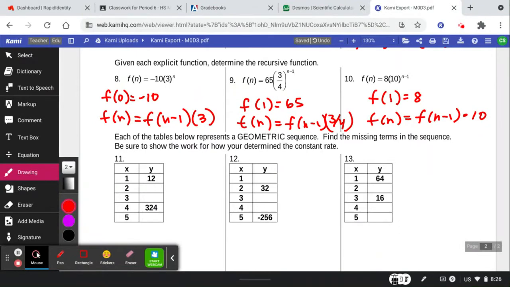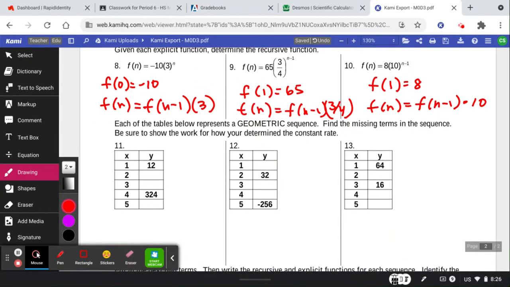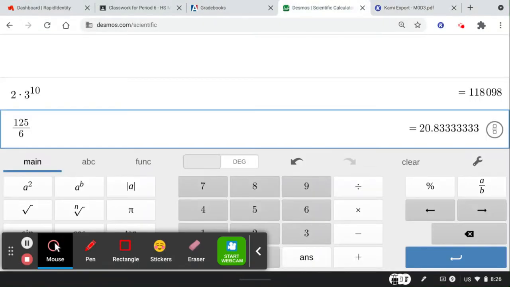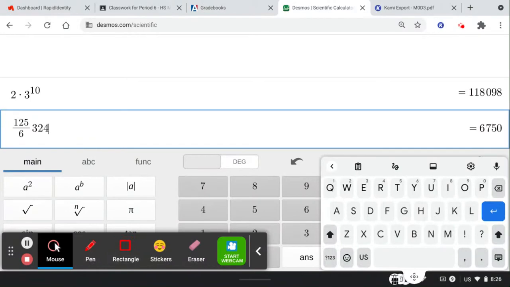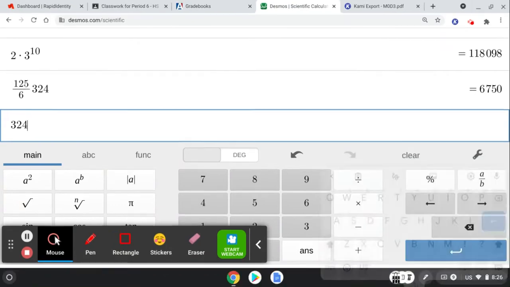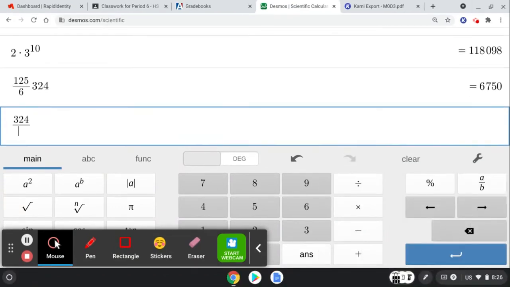Each of the tables below represents a geometric sequence. Find the missing terms in the sequence. So here's one that begins at 12, multiplying by some unknown r 1, 2, 3 times. It's equal to 324. Here's that equation we build. 324 divided by 12 is 27.